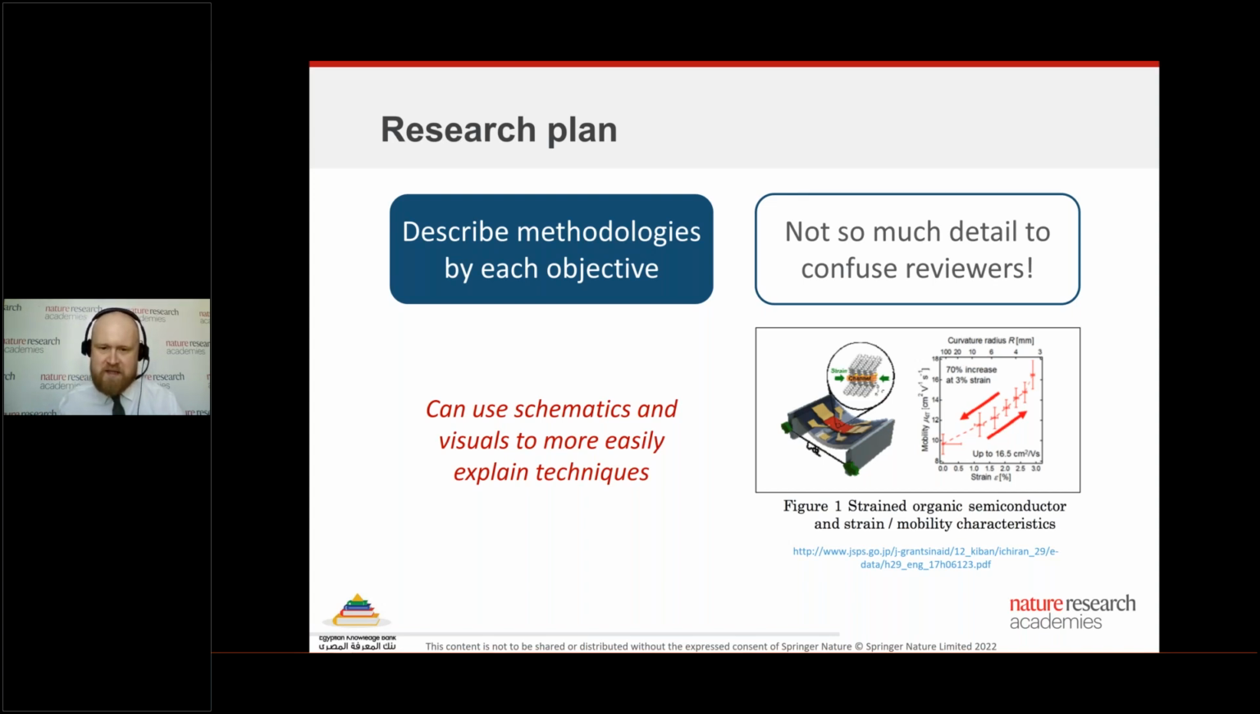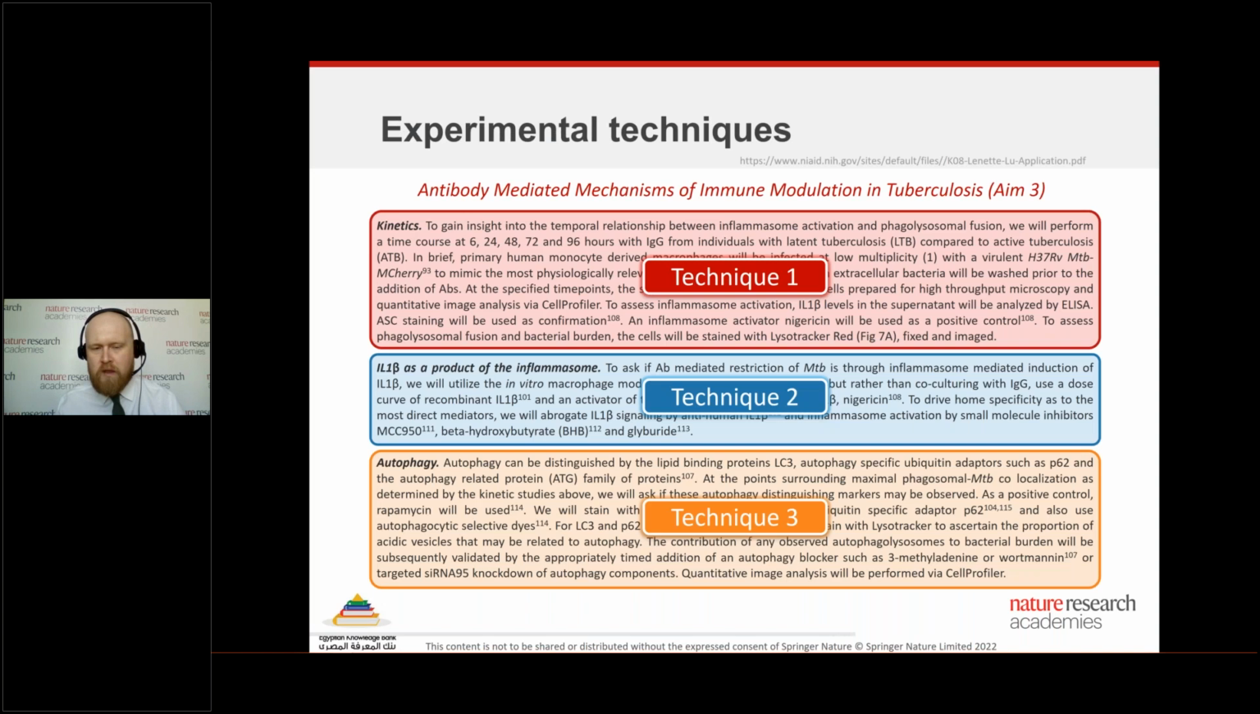So, for example, this schematic here isn't very clear at all, in my opinion. There's too much information. So do be sure to limit the amount of information you use in schemes and figures, okay? So we want to be explaining our experimental techniques within the method section of our proposal.